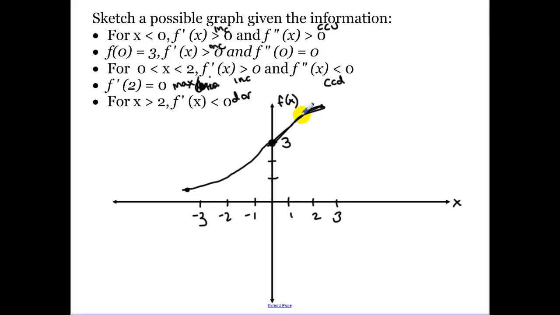I think about it again as just the slopes of your tangent lines are decreasing. They're getting closer and closer to 0. Then f prime of 2 is equal to 0, so I'm going to have a max. Now I'm decreasing, still concave down. So I bet you it looks something like that. And then smooth out maybe that piece there. So that would be a good idea of what our curve could look like given all of that information. And that's key that you're able to do that.